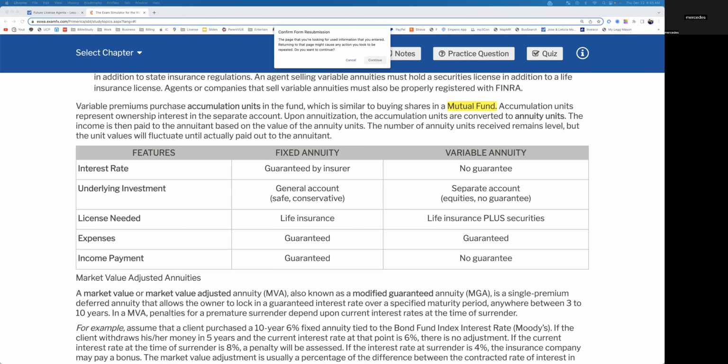Interest rate on a fixed annuity is guaranteed by the insurer. On a variable, not guaranteed because it's invested in the stock market. Underlying investments: on a fixed, it's in the general account. On a variable, it's in a separate account. You see that? License needed: life insurance license only on fixed annuity. But on variable annuity, you need your life plus securities license.